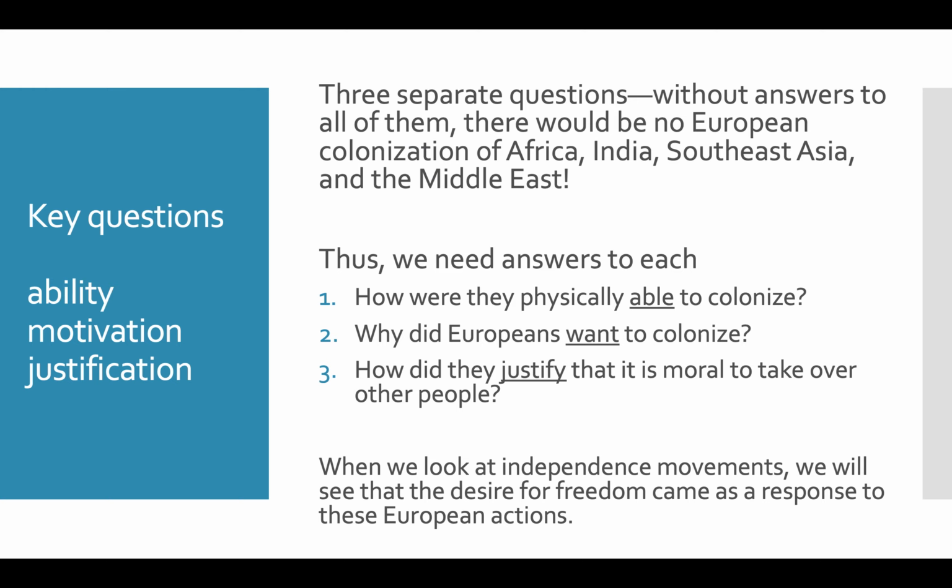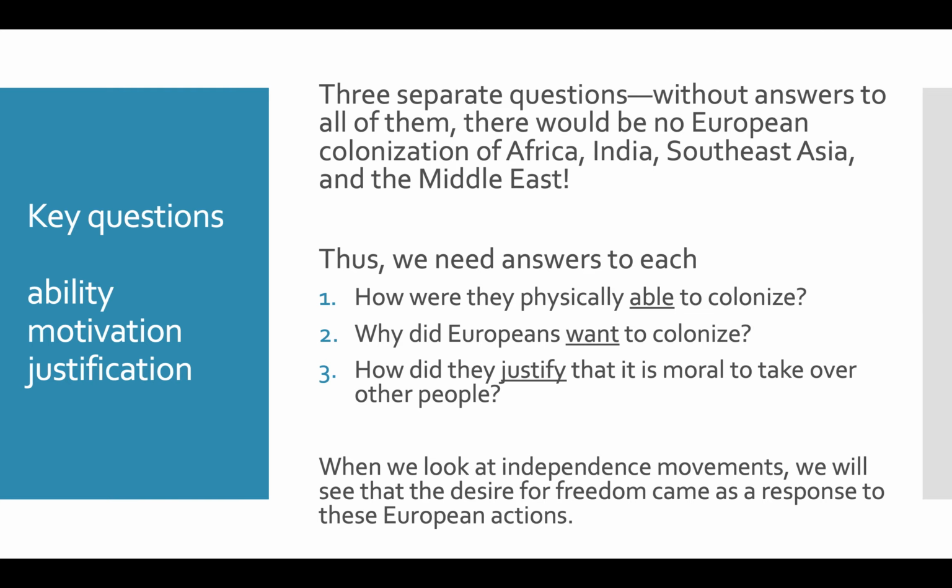So these are three separate questions, and without answers to all of them, there would be no European colonization of Africa, India, Southeast Asia, and the Middle East. So we need to be able to answer each. How were they physically able to colonize? And then motivation. Why would they want to colonize? And then third, how did they justify that it was moral to take over other people? So a question of ability, motivation, and justification.